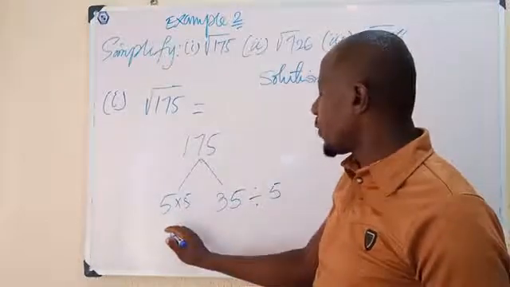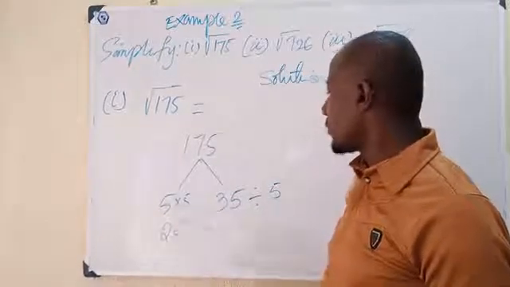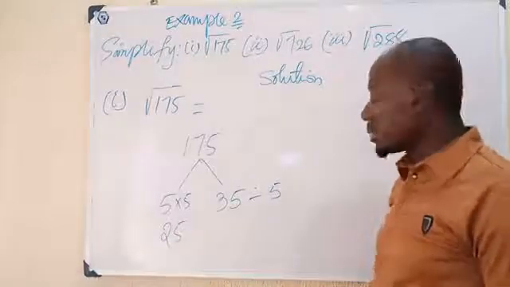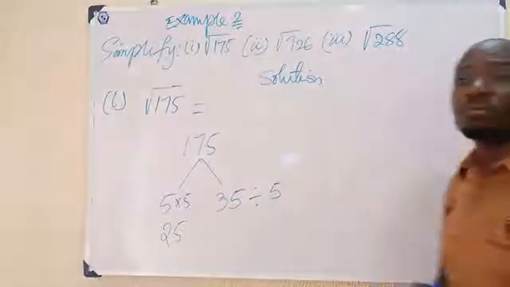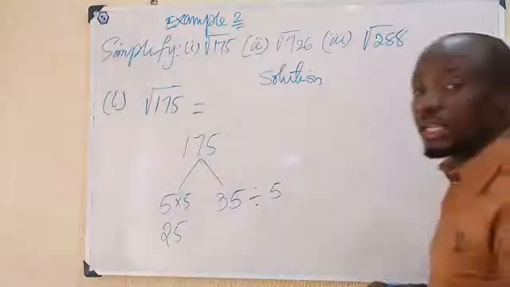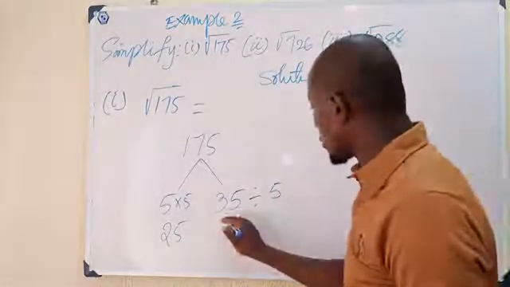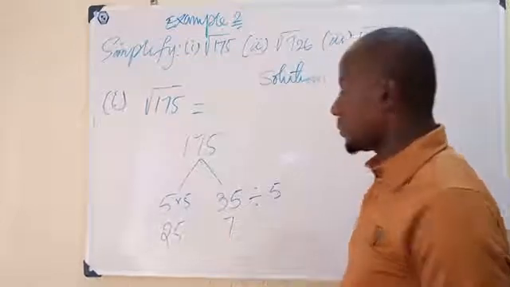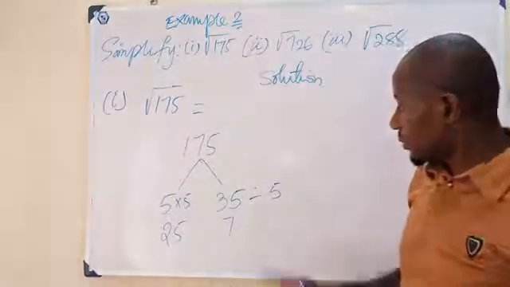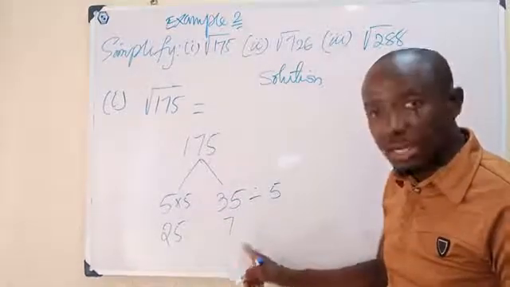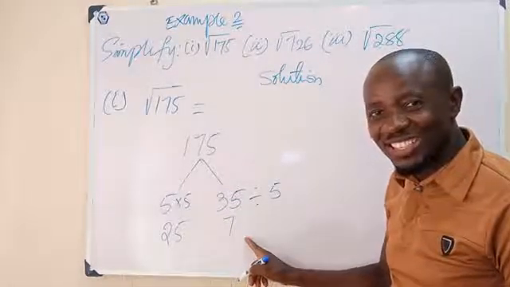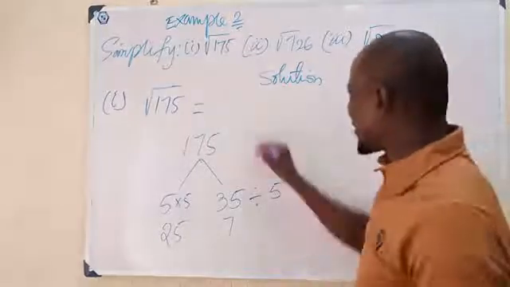So 5 times 5 will give us what? 25. Now, 5 into 35, what do you think we are going to get there? 5 into 35 will give us 7. Can you see it? Now, let's check. 25 is a perfect square. Can you see it? Alright, so we are going to do it like that.